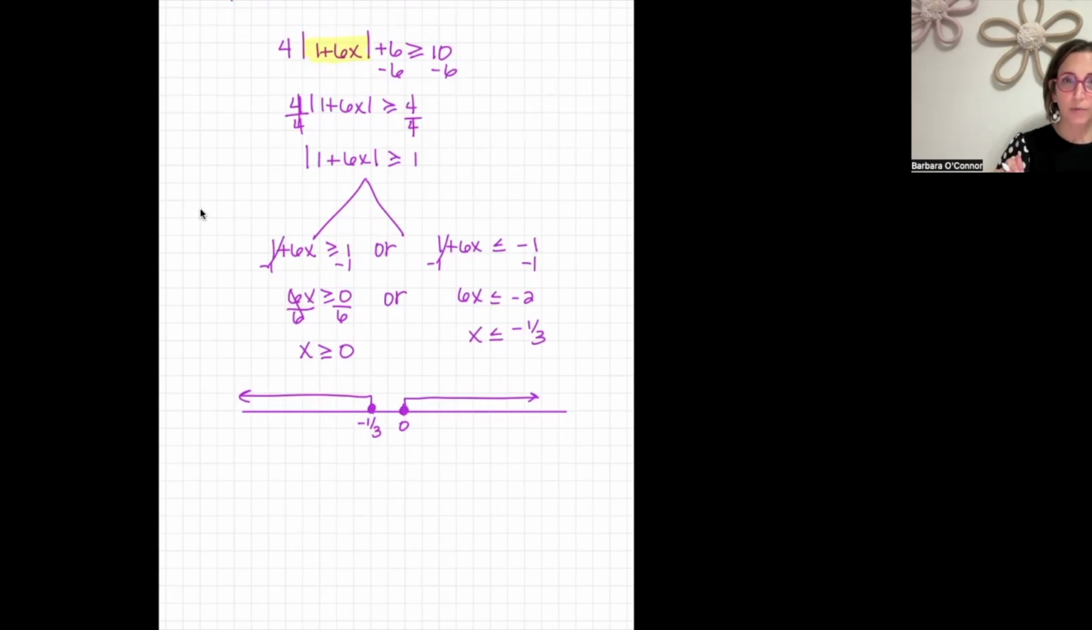Here's a quick tip to help you remember if the inequality is an and or an or. If it's facing this way, it's less than. It's an and. If it's facing this way, it's greater. So this way is an and, it's less than. This way is an or, it's greater. Just a handy little way to help you remember.